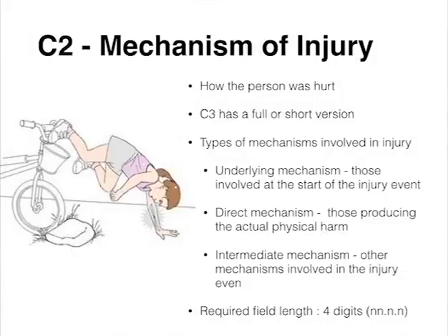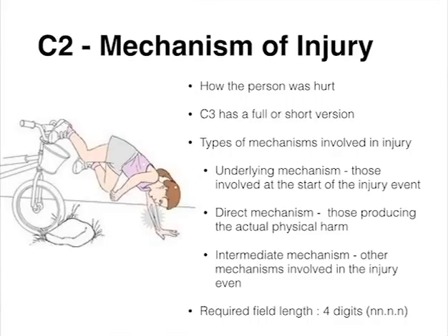Mechanism of injury is defined as how the person was hurt, or the way or process in which the injury was sustained. It has a full or short version. Injuries are often the result of a sequence of events. Different types of mechanisms are usually involved in the injury. Underlying mechanisms are those involved at the start of the injury event. Direct mechanisms are those producing the actual physical harm. And intermediate mechanisms are other mechanisms involved in the injury event.